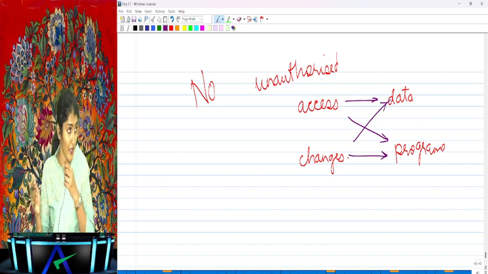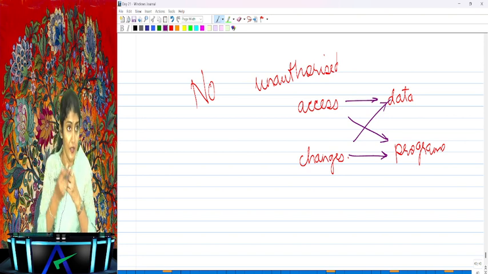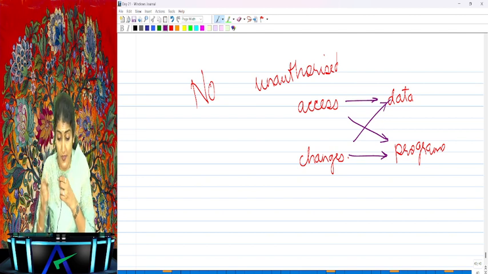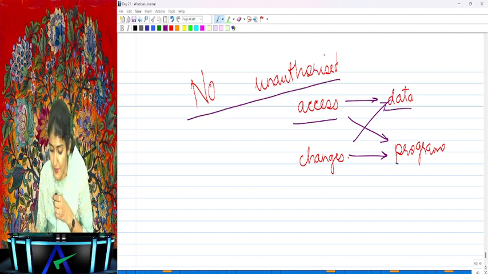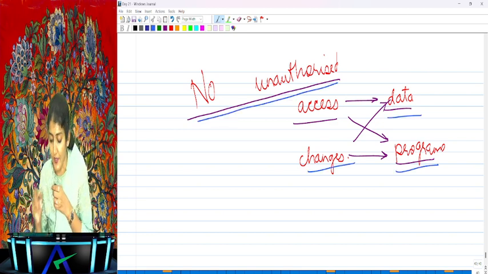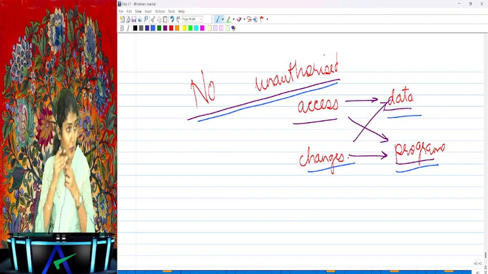Are you understanding that? If there are unauthorized changes, then that's an IT risk. And if there are unauthorized changes, then what is that? That is an IT risk. There should be no unauthorized access to data computer program. There should be no unauthorized changes to data computer program. Are you able to follow this, everyone?